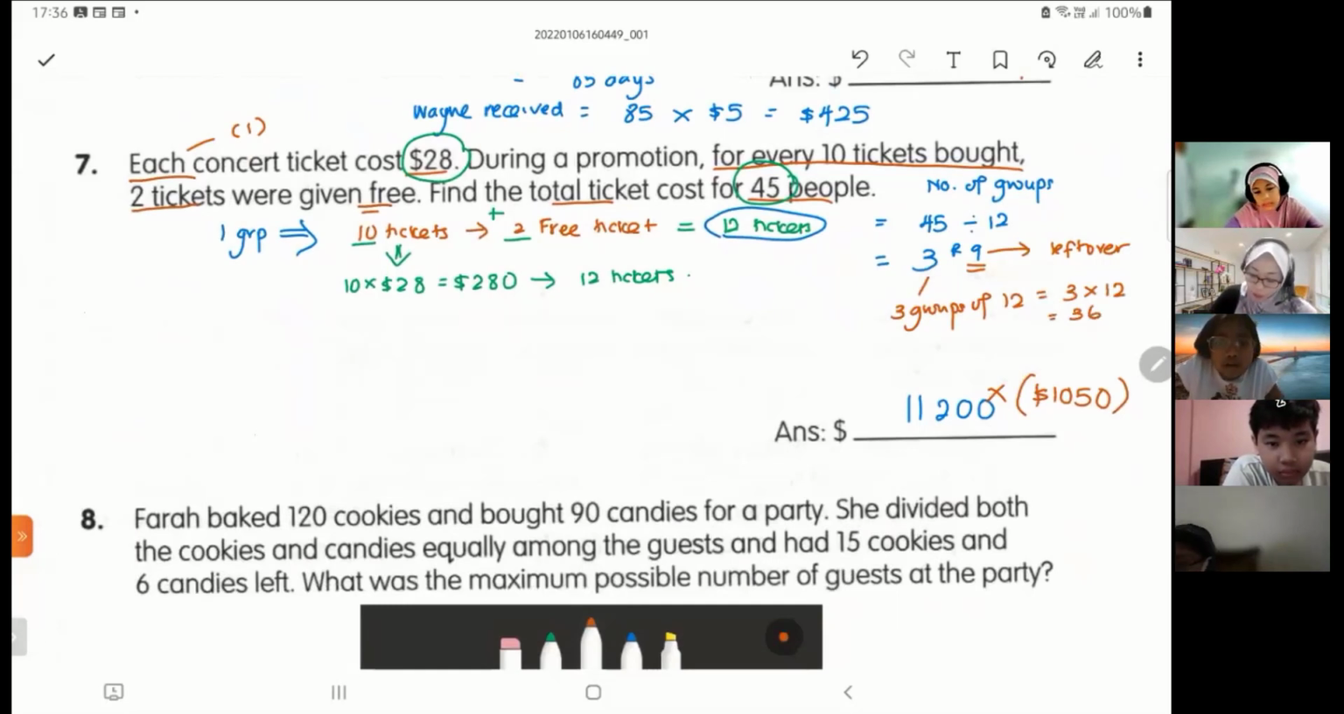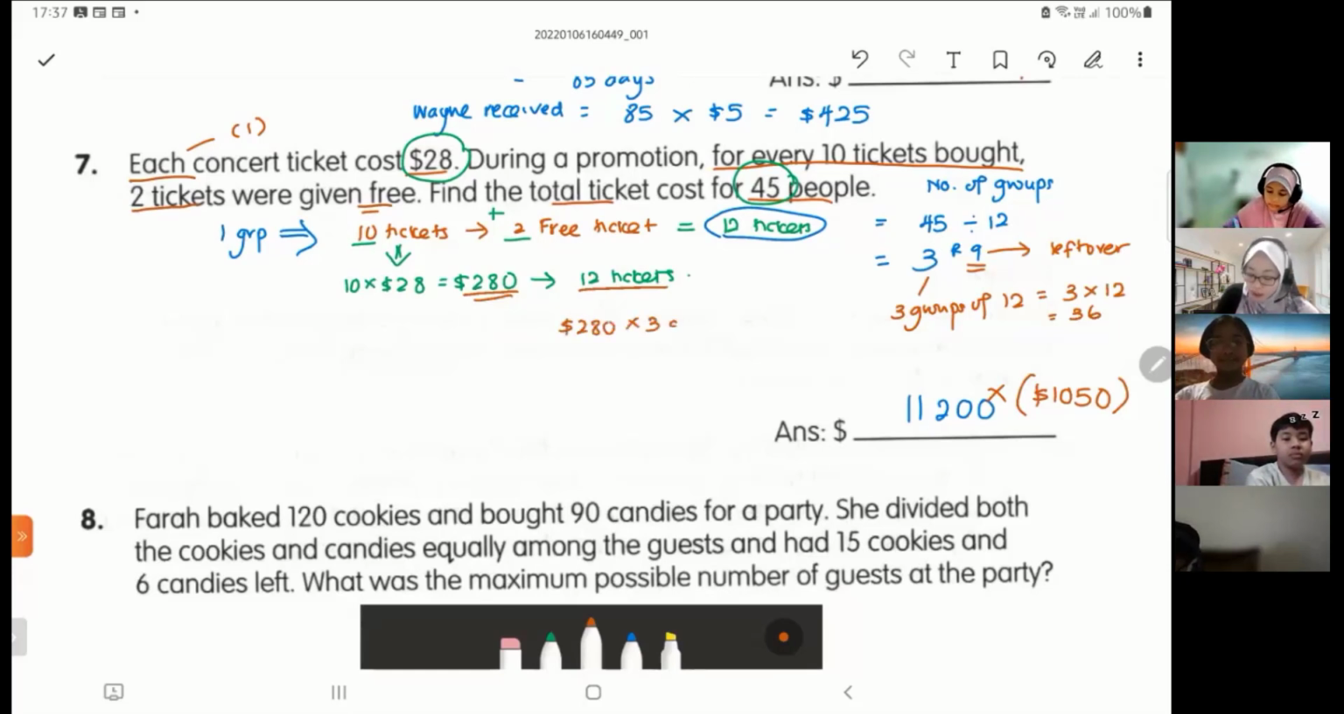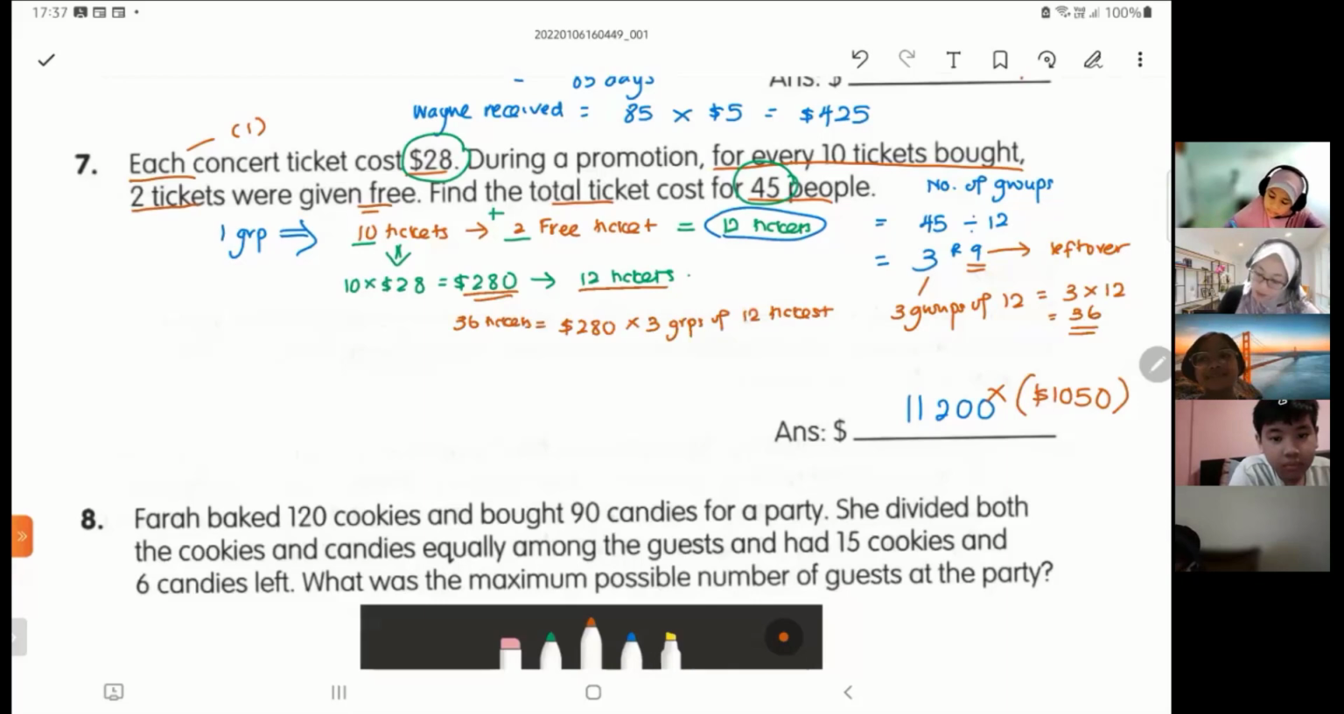So I know that one group is this. If you see 3 groups of 12, this is 12, so this is one group. So I take $280 and multiply it by 3 groups of 12 tickets, to get how many tickets? 36. So this is for 36 tickets, equals to, if you count this properly, you're going to get 840.